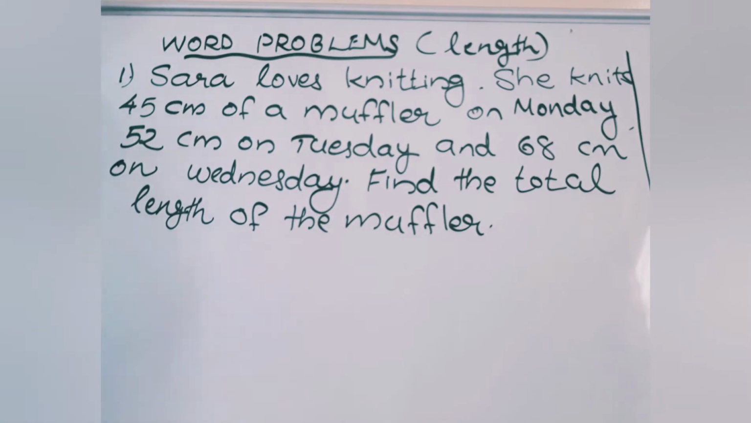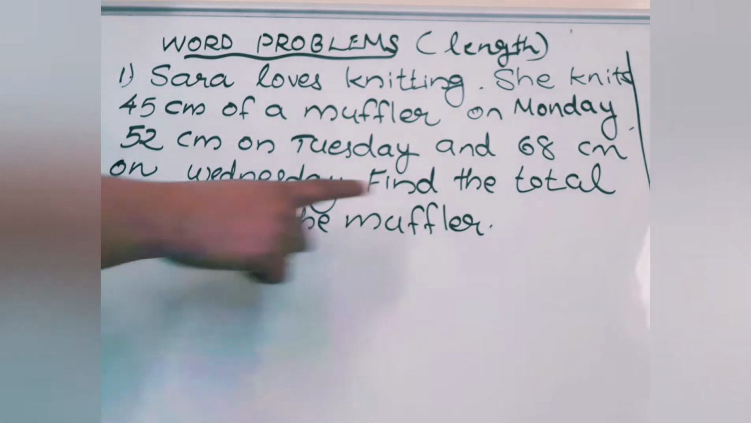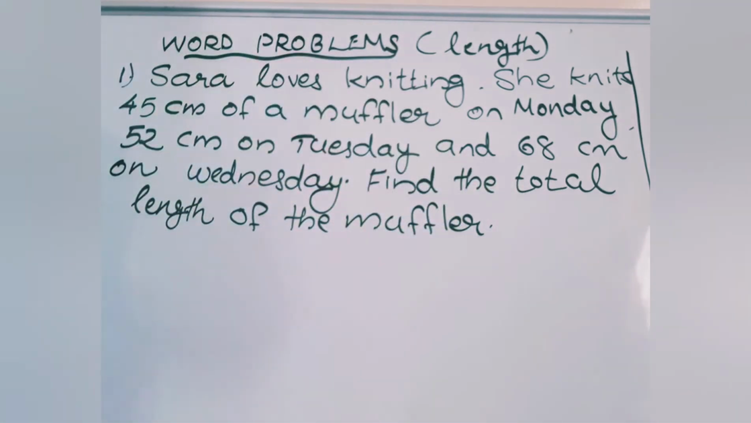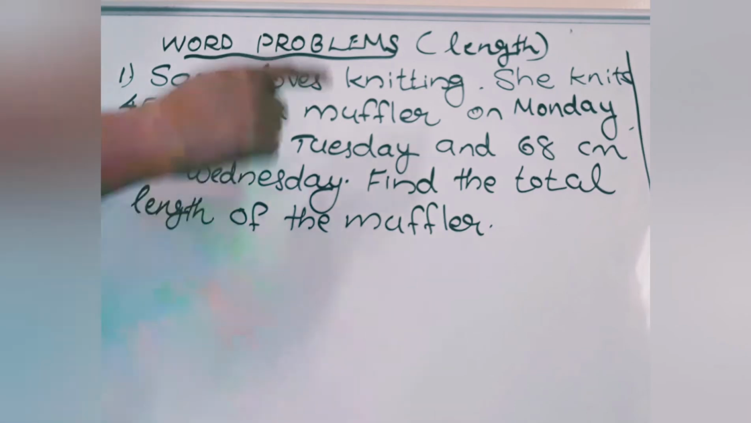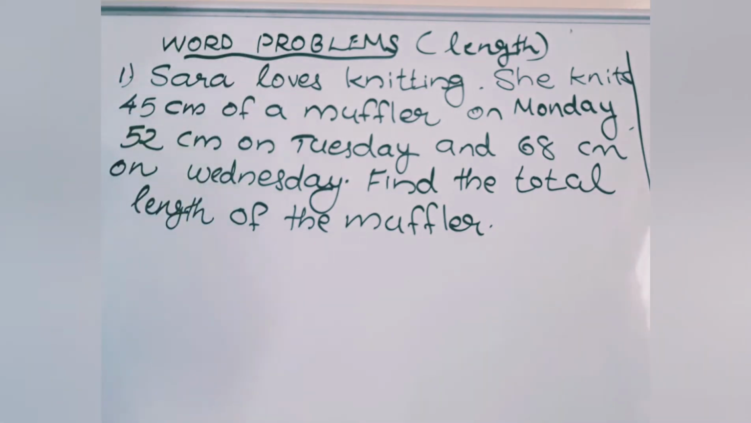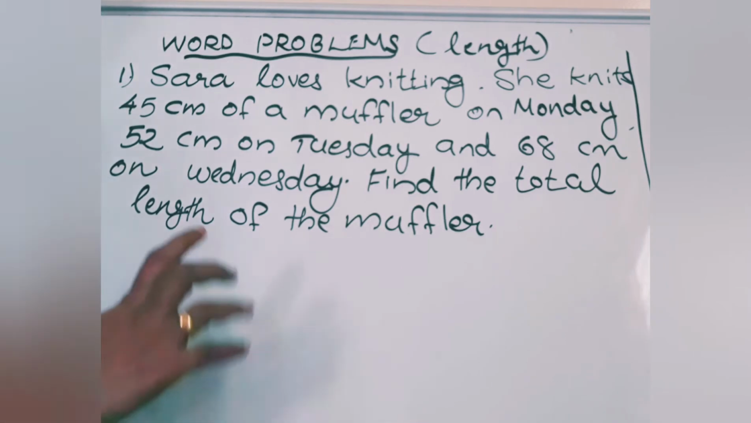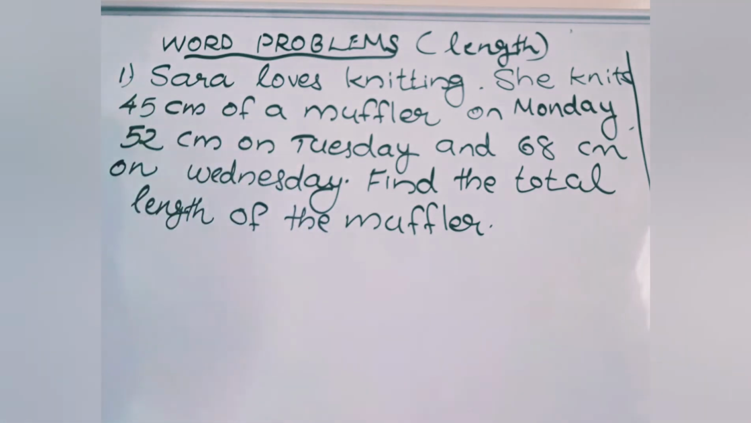So we know that total means it is addition. It is very easy to understand that here the word total is there, that means we have to add. So how much? First 45 centimeter on Monday, then Tuesday 52 centimeter, then on Wednesday 68 centimeter. So all these lengths we should add to get the answer. If they are asking to write the statements, how will you write?